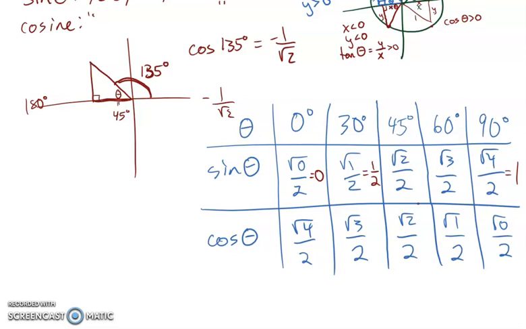Cosine, because these are cofunctions, and 90 minus theta on sine gives us the cosine value. It's the same thing, except we start at 0 and increase this way. So this one is 2, that's root 3 over 2, root 2 over 2. This is just 1/2, and then this one is 0.